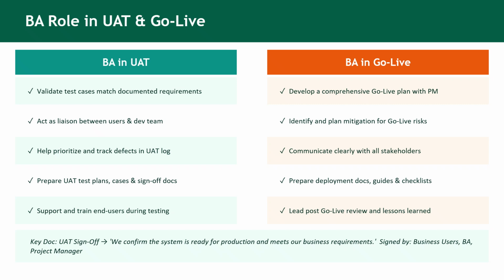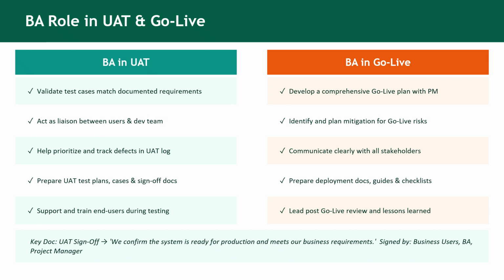During this phase, the BA works closely with the project manager to prepare a detailed go-live plan. This includes identifying potential risks and planning mitigation strategies. The BA ensures clear communication with all stakeholders so that everyone is aware of the deployment plan. They also prepare documents like deployment guides, checklists, and support materials. After go live, they may also participate in post go-live review meetings to capture lessons learned.